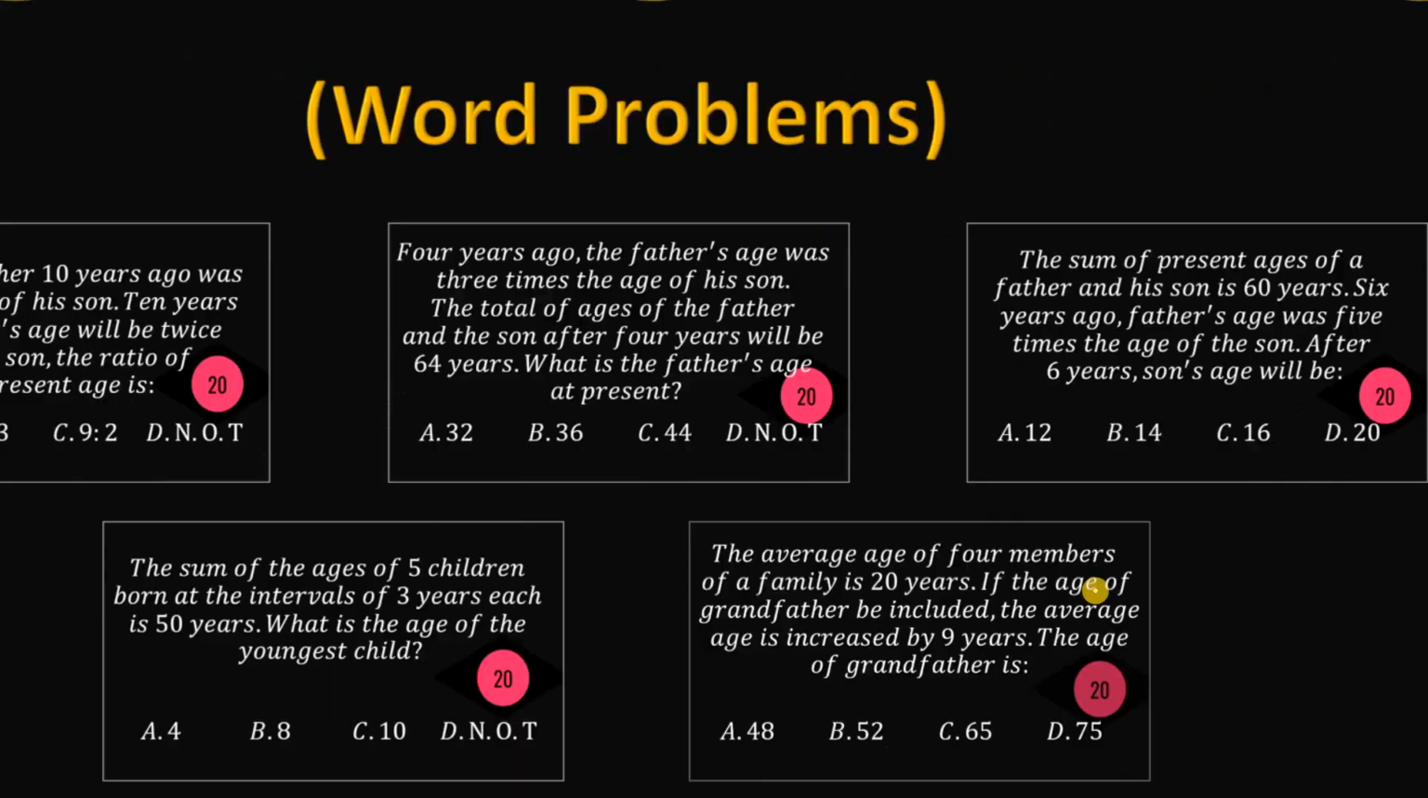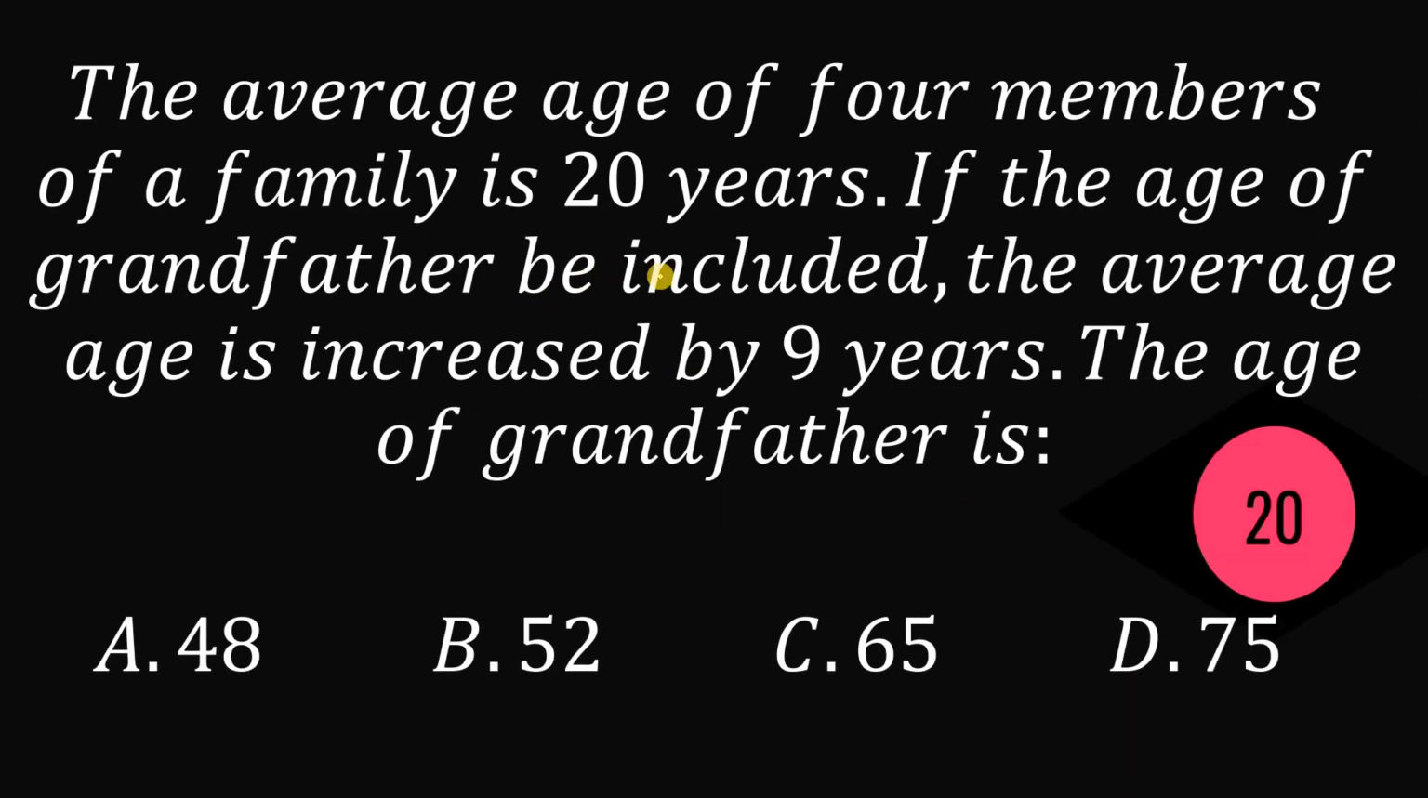And here it is. The question: the average age of 4 members of a family is 20 years. If the age of the grandfather is included, the average age is increased by 9 years. The age of the grandfather is blank: 48 years old, 52 years old, 65 years old, or 75 years old. And here's the solution.